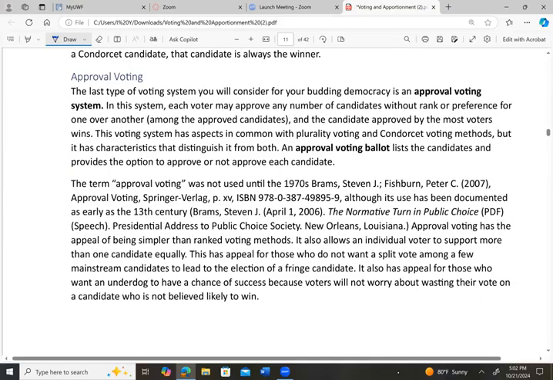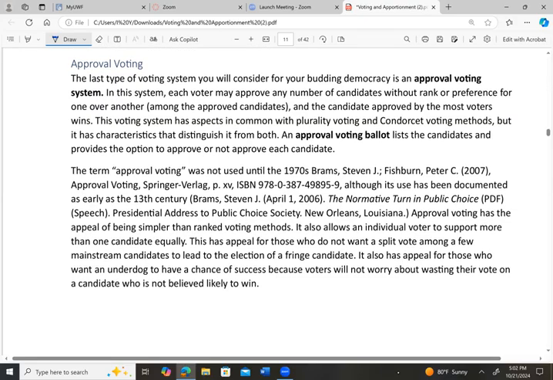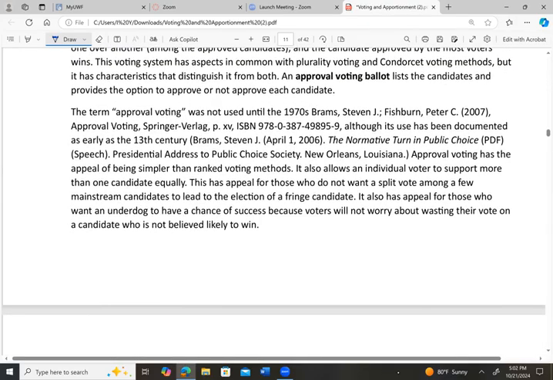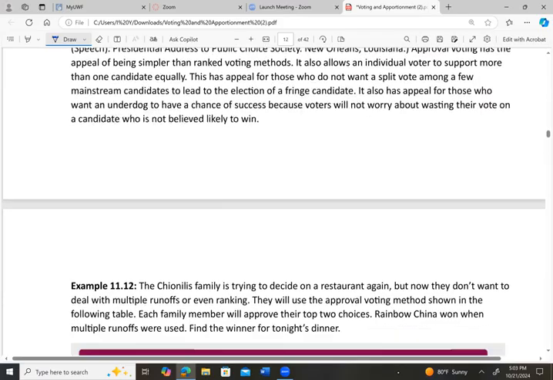Approval voting has the appeal of being simpler than ranked voting methods, and it also allows an individual voter to support more than one candidate equally. This has appeal for those who do not want a split vote among a few mainstream candidates to lead to the election of a fringe candidate. It also has appeal for those who want an underdog to have a chance of success, because voters will not worry about wasting their vote on a candidate who is not believed likely to win.